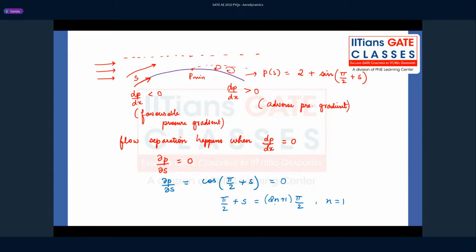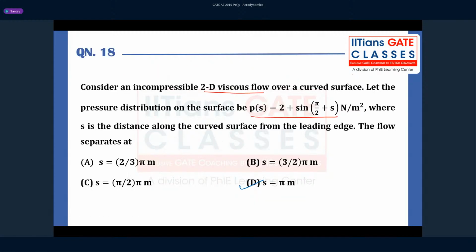Let's take n is equal to 1. If I take n is equal to 1, what will I get? I will get pi by 2 plus s is equal to 3 pi by 2. From here, guys, can you tell me what is s? S is equal to pi, right? So is it clear to you all? So if you see the options, option D is correct.